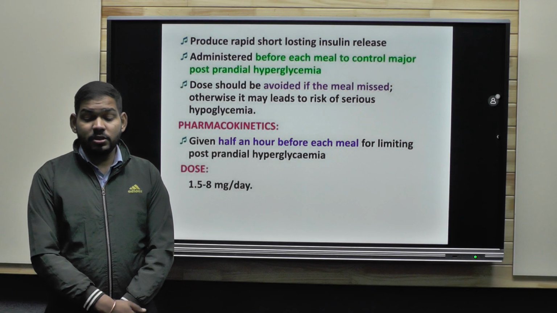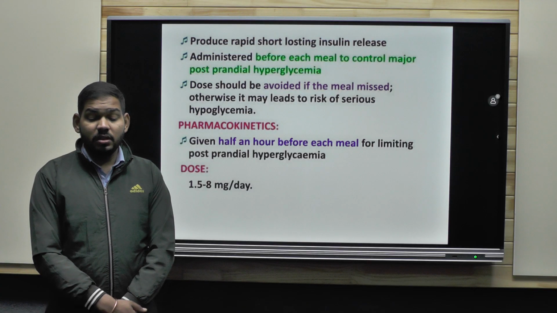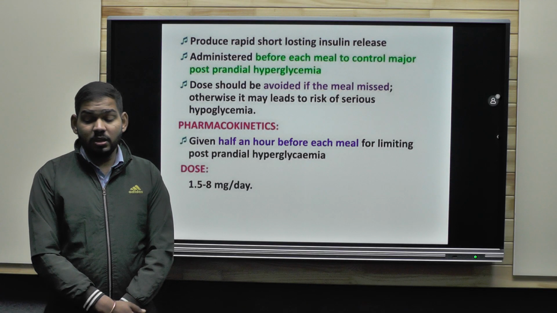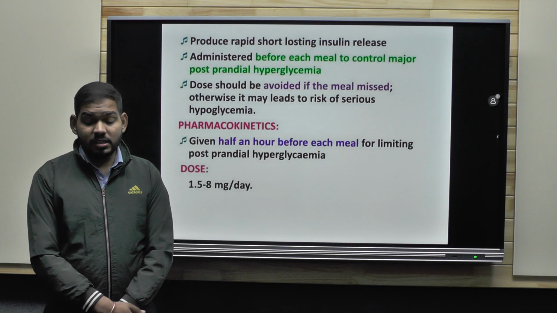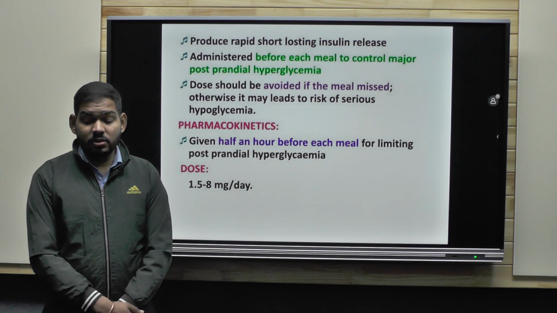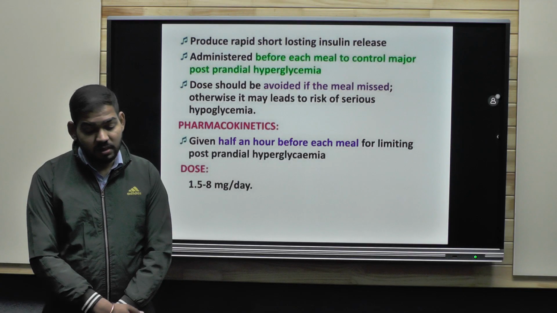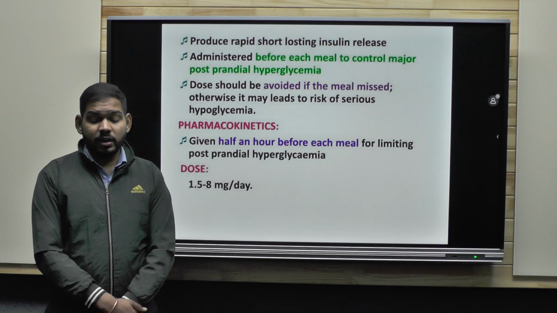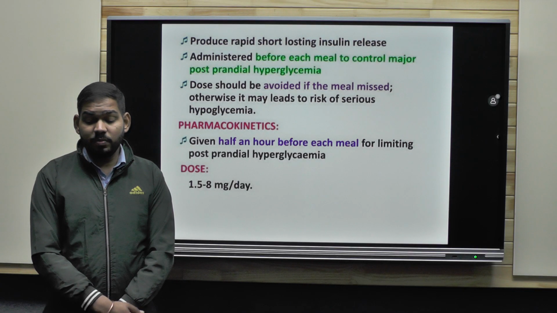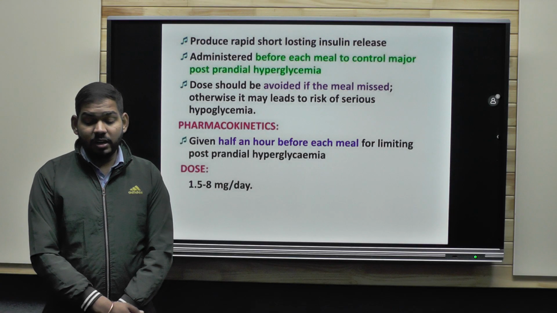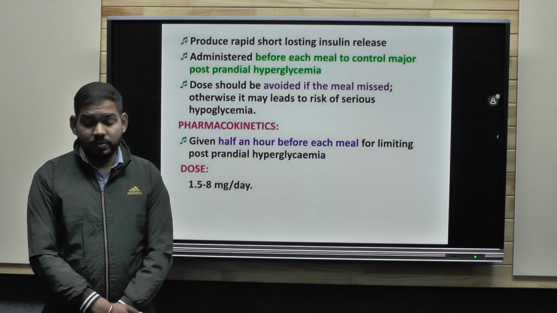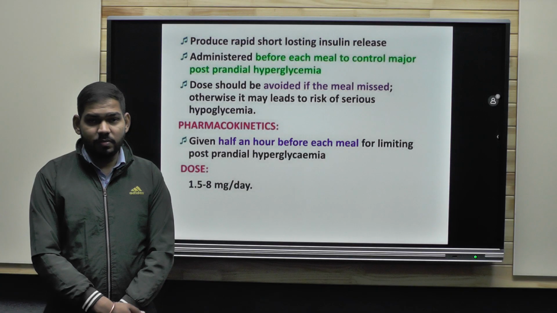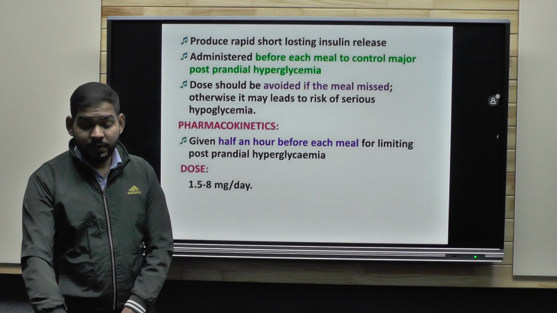It produces rapid short-lasting insulin release, administered before each meal to control major postprandial hyperglycemia. Dose should be avoided if the meal is missed, otherwise it may lead to the risk of serious hypoglycemia. What are the pharmacokinetics? Given half an hour before each meal for limiting postprandial hyperglycemia. The recommended dose is 1.5 mg to 8 mg per day.